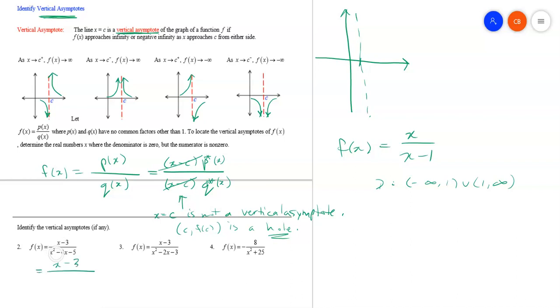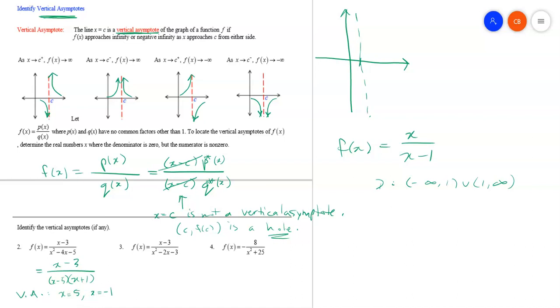Here it factors as, we've got minus 5, so we need things that multiply to give negative 5, and they should add up to negative 4, so it will go x minus 5 and x plus 1. These will be the factors. They are not x minus 3, so we're not able to cancel anything. So the vertical asymptotes for this one will be x equals 5 and also x equals negative 1. There will be 2 vertical asymptotes for this function.